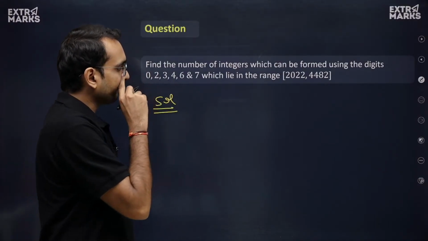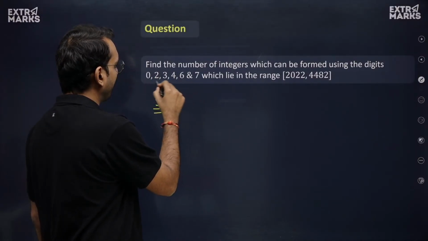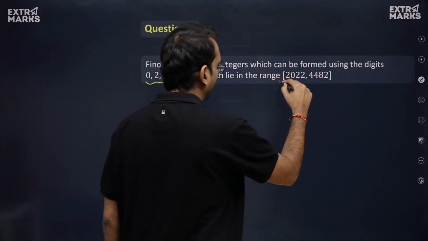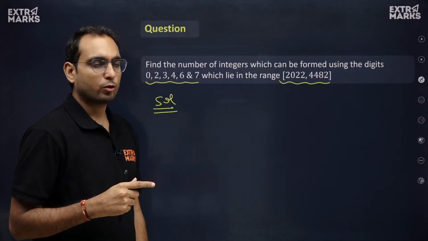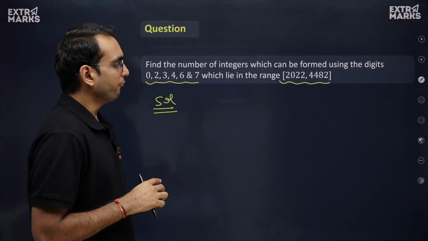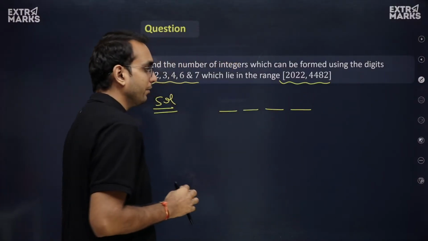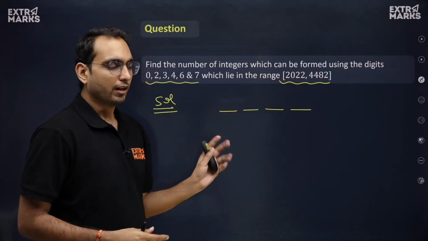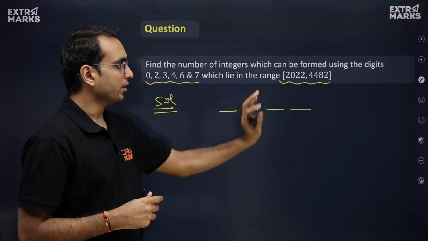So find the number of integers which can be formed using the digits 1, 2, 3, 4, 5, 6. We have 6 digits, and we have to make a number that lies between 2022 and 4482, including these two. From this we can make out that we have to make a 4-digit number, because a 3-digit number will be lesser than that and a 5-digit number will be greater than that. So we have to make a 4-digit number, that is for sure.